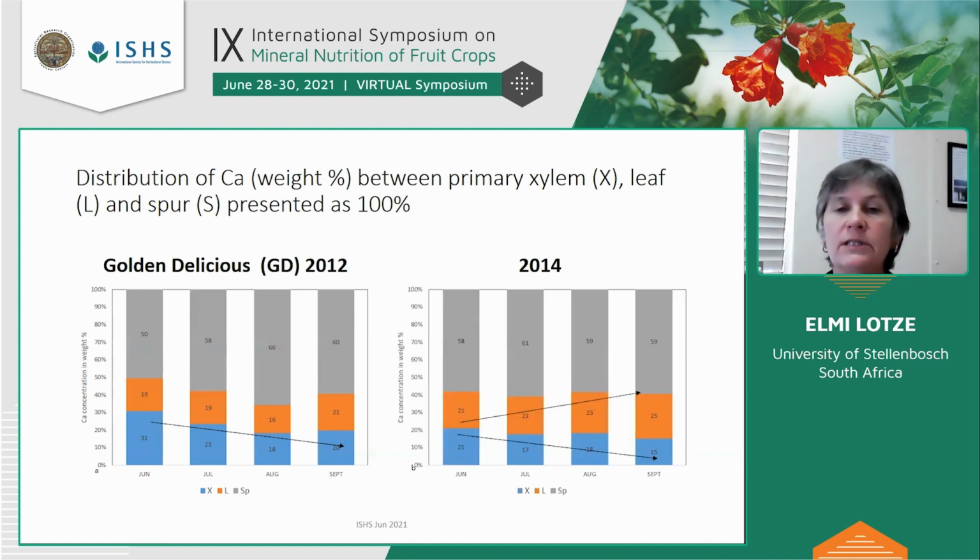In 2014, again, we see about 60% of the calcium was distributed in the spur. And in this case, we see a slight increase in the calcium percentage of the leaves from June to September, with again a decline in the calcium percentage of the xylem from June towards September.